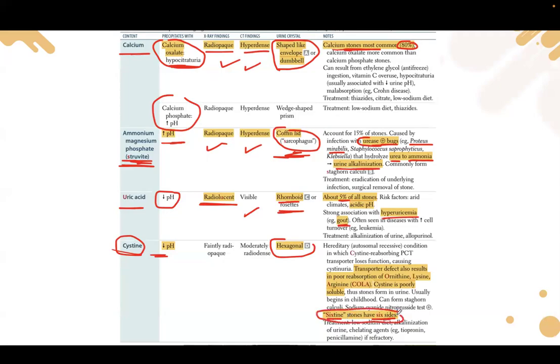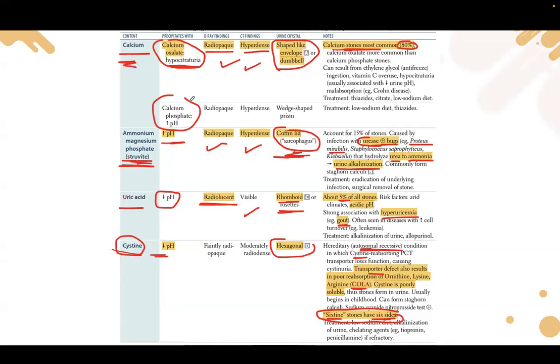Here's a mnemonic from the First Aid book. Cystine stones happen due to a mutation, an autosomal recessive genetic disease, which results in a defect in the transporters for certain amino acids, one of them being cystine. So this is basically the kidney stones in a nutshell. The most common kidney stones are calcium oxalate kidney stones.